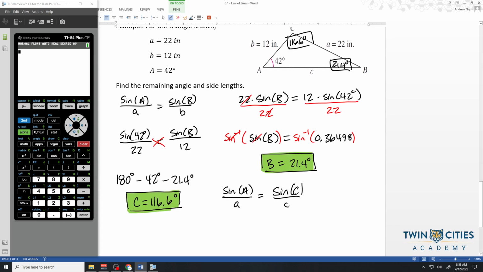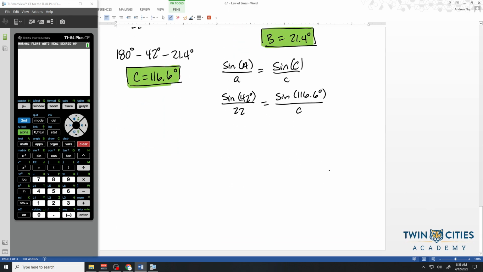All right, let's fill in what we know. So this will be sine of 42 degrees over 22 inches is equal to the sine of 116.6 degrees over some unknown value for C. All right, let's cross multiply and solve. So this will be C times the sine of 42 degrees is equal to 22 times the sine of 116.6 degrees. Divide both sides by the sine of 42 degrees.